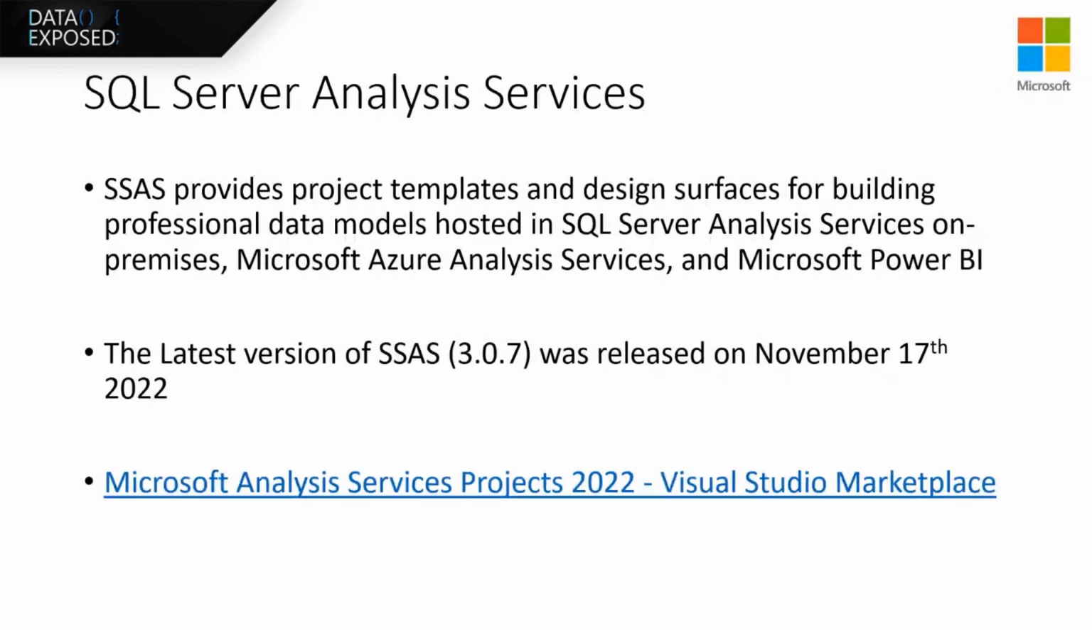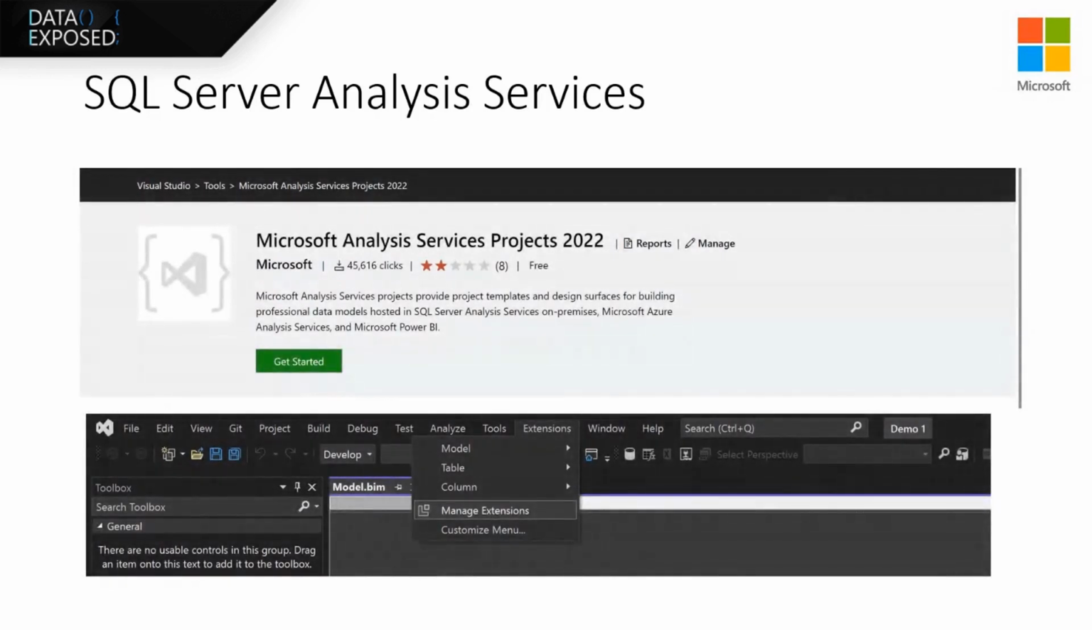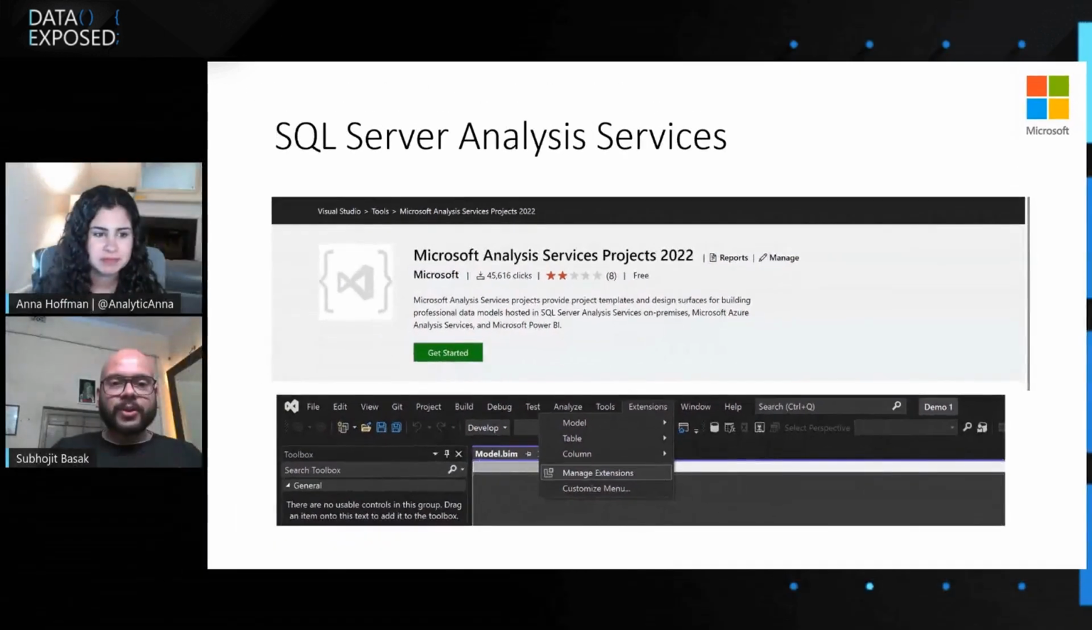The latest version that we have released is 3.0.7. This was released on November 17th. You can download that version directly from the Visual Studio Marketplace. To download it, you can either visit the Marketplace directly, or within your Visual Studio, go to Extensions, Manage Extensions, and go to the Marketplace. So this is what we have for Analysis Services, a very basic brief.